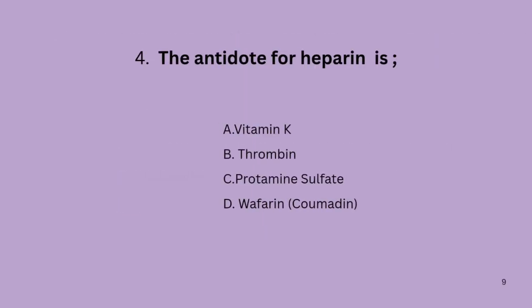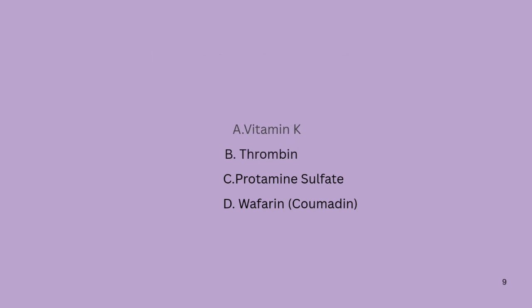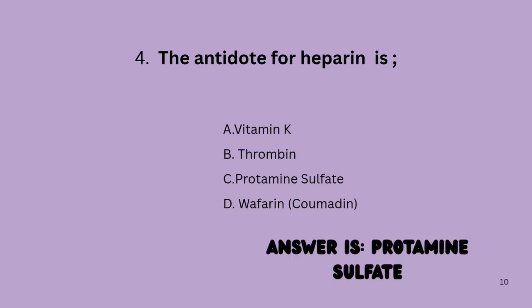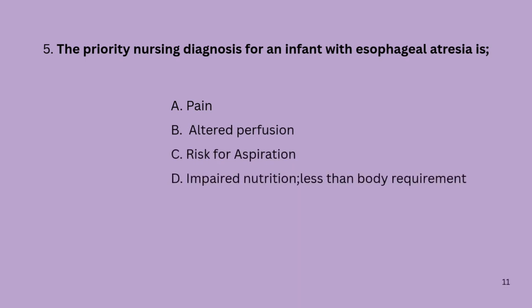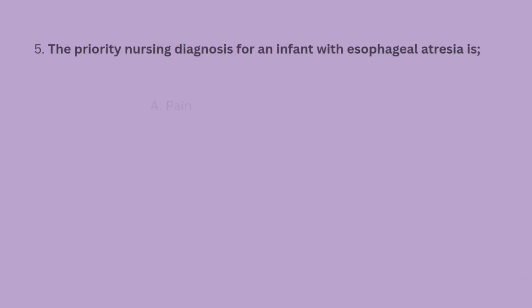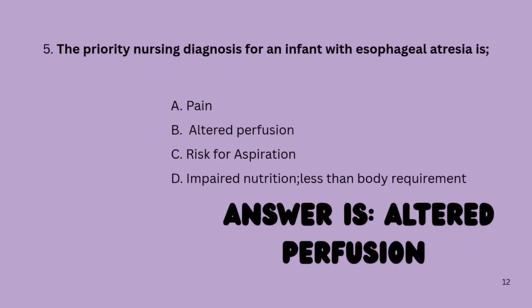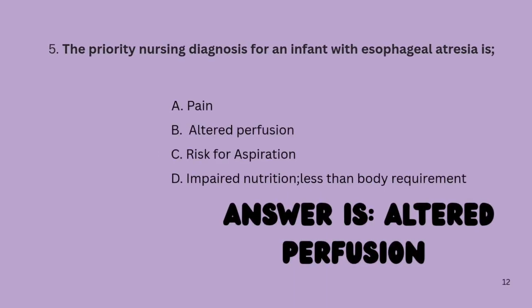Number 4. The antidote for heparin is vitamin K, thrombin, protamine sulfate, warfarin, Coumadin. The correct answer is protamine sulfate. Number 5. The priority nursing diagnosis for an infant with esophageal atresia is pain, altered perfusion, risk for aspiration, impaired nutrition less than body requirement. The answer is altered perfusion.